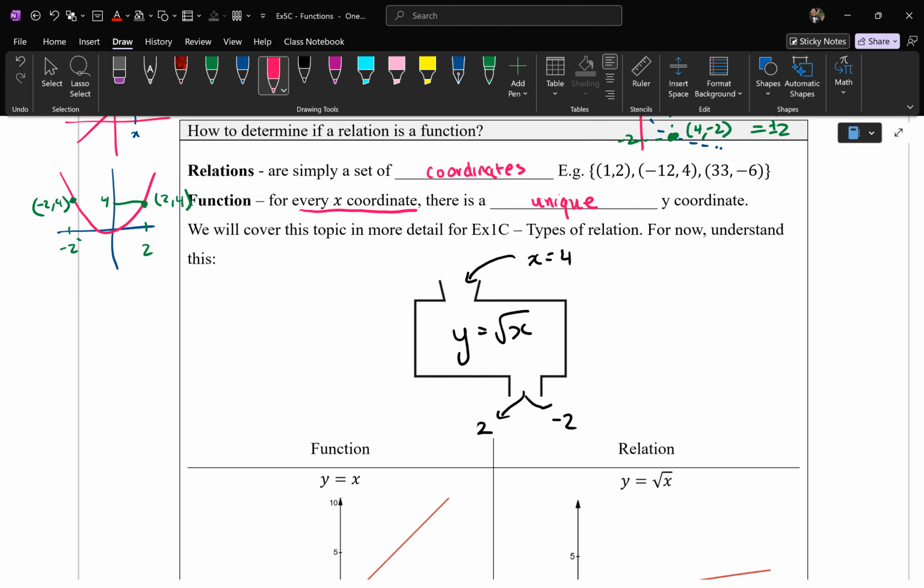So here's the machine for a quadratic function. If you had y equals x squared, if I put in x equals 2, it only spits out 4. Doesn't have another value. Just one comes in, one comes out. That's when it's a function. When you have two things that come out, it's a relation.